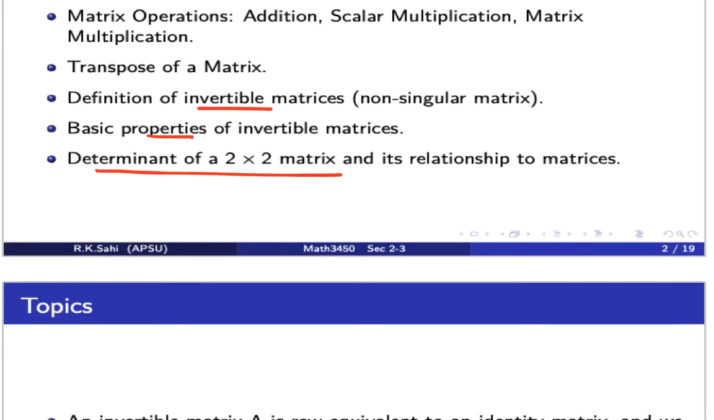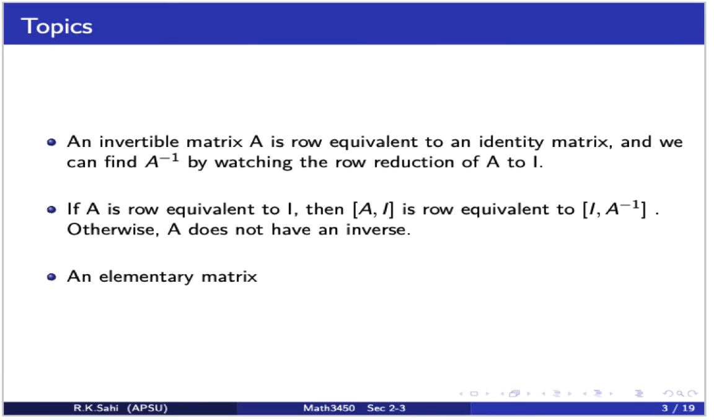In this session, guys, we are going to be talking about an invertible matrix and how it is row equivalent to an identity matrix. We will see the powerful row reduction algorithm being used here. And also if A is row equivalent to I, then we will notice that when you apply this row reduction algorithm, the identity matrix after those row operations becomes the inverse of that matrix. And then we talk about what's an elementary matrix.